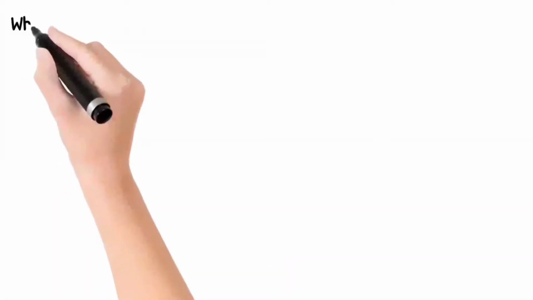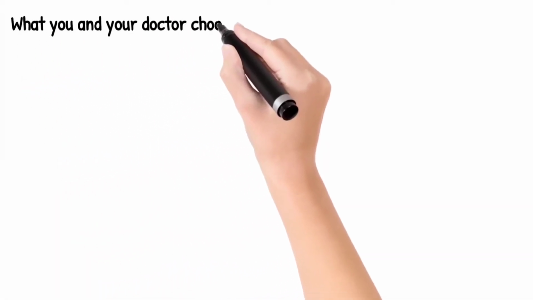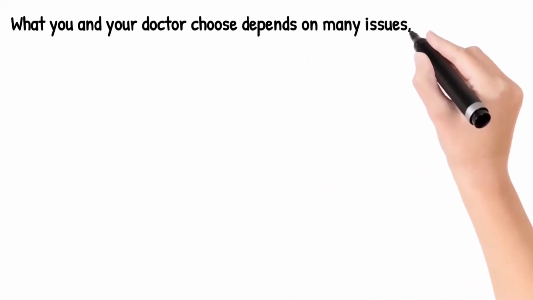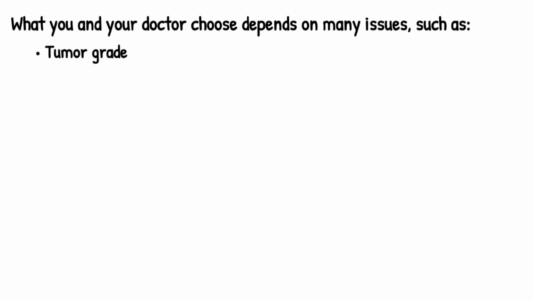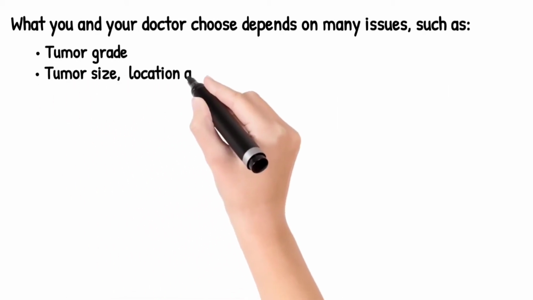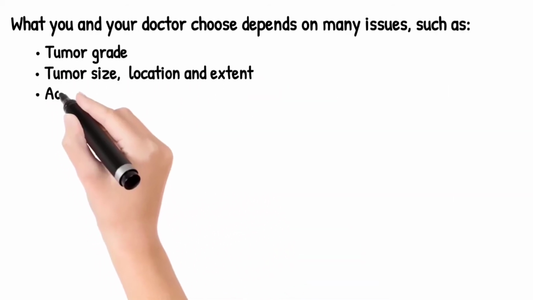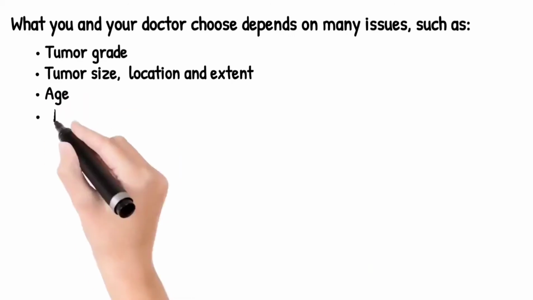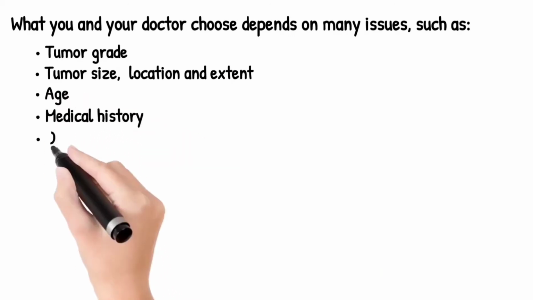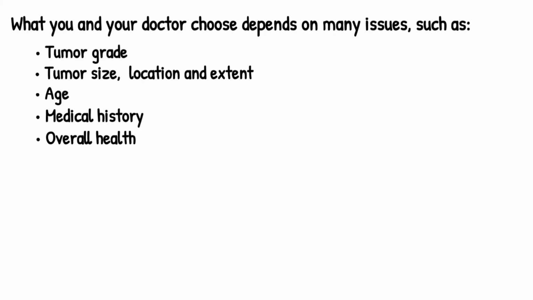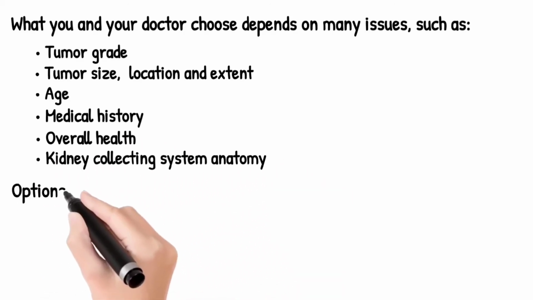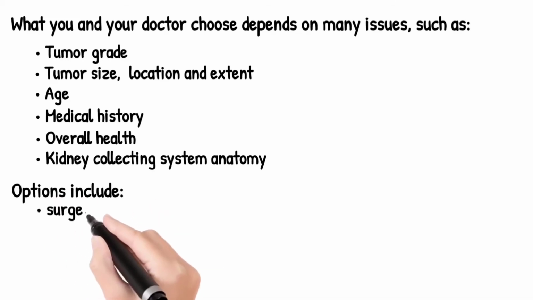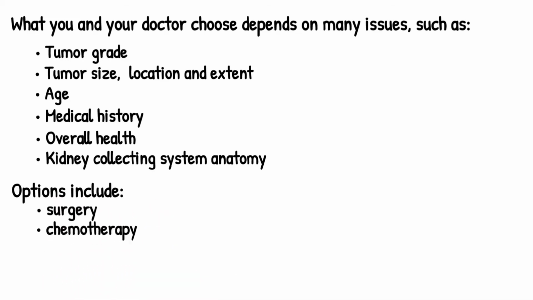For its treatment, what you and your doctor choose depends on many issues, such as the tumor grade, how aggressive the tumor is, the tumor size, the location and the extent, your age, medical history, overall health, and kidney collecting system anatomy. So options include surgery, chemotherapy, and radiation.